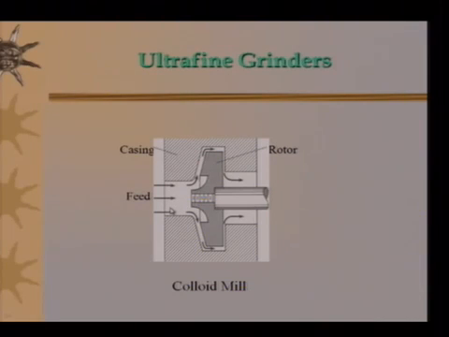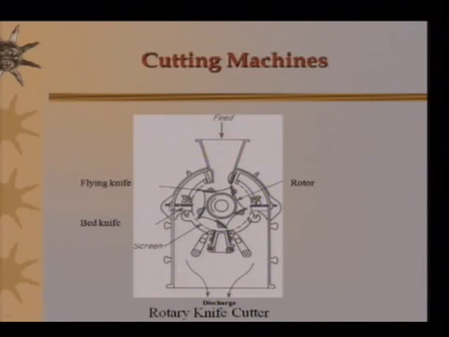Then you come to the next, that is cutting machines. Cutting machines are used for cutting different food materials into small pieces. They have a rotor and flying knives. When the rotor rotates at a high speed, the knives open up and fly, and they are used for cutting the material. The rotor speed here is around 200 to 900 RPM, and you can have from 2 to 12 flying knives used for cutting the food material. And you may also have stationary knives.